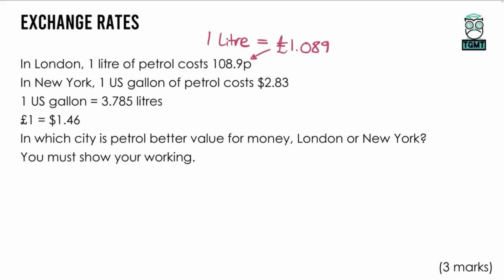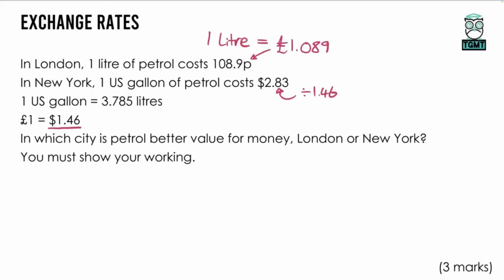So the second one has given it to us in dollars. So we want to convert this into pounds. Now you can see in our exchange rate here, the dollar number is bigger than the pound number. So we need to divide by 1.46 to turn this into pounds. We're just going to do that on the calculator. So 2.83 divided by 1.46.